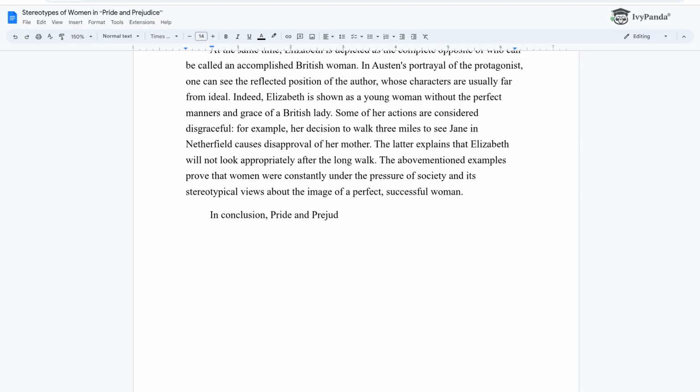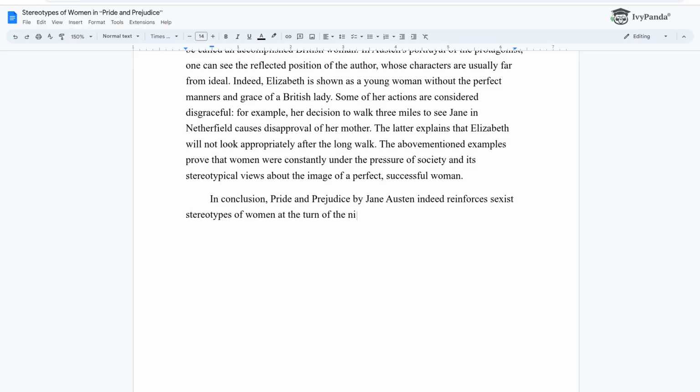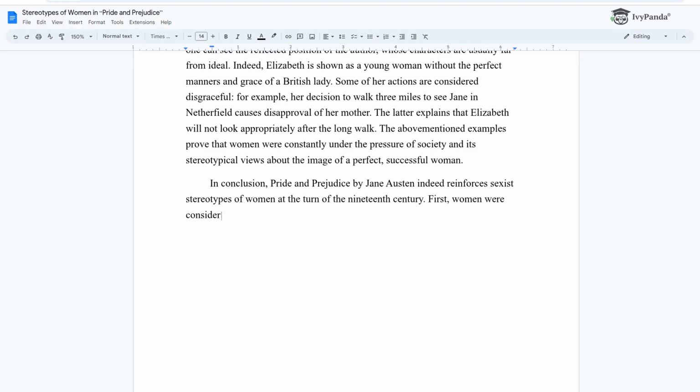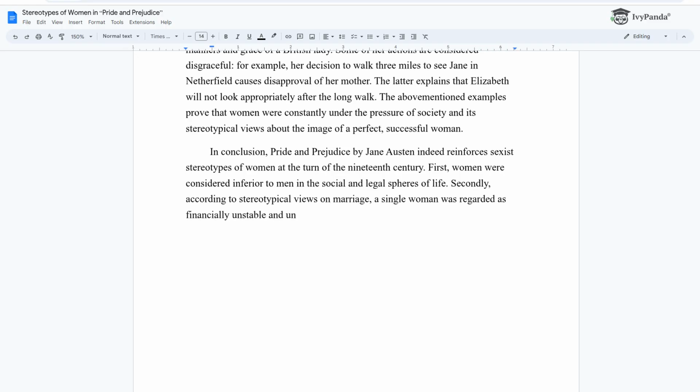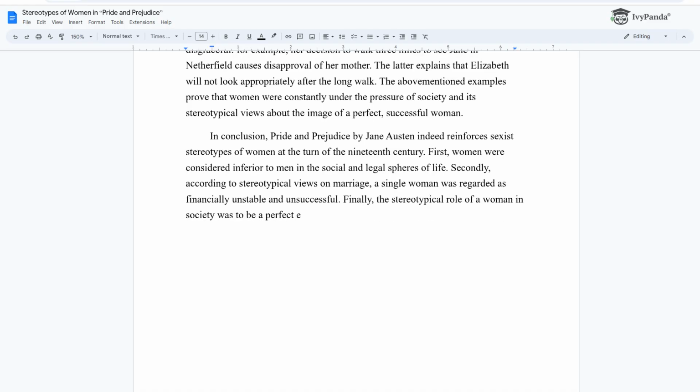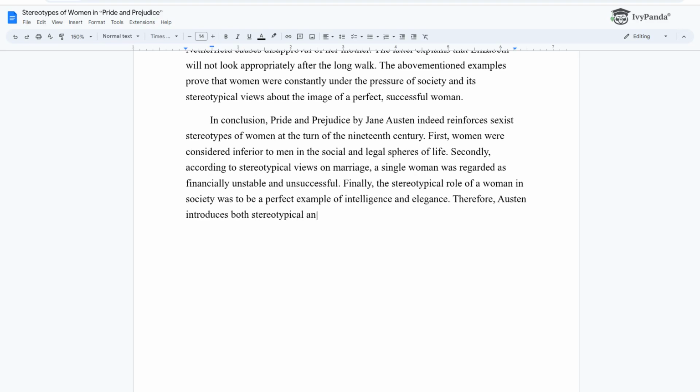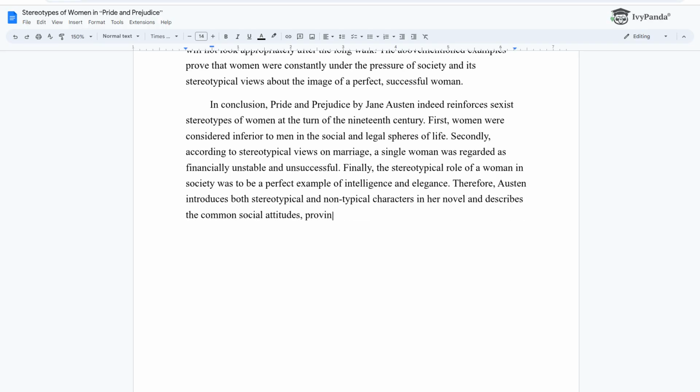In conclusion, Pride and Prejudice by Jane Austen indeed reinforces sexist stereotypes of women at the turn of the 19th century. First, women were considered inferior to men in the social and legal spheres of life. Secondly, according to stereotypical views on marriage, a single woman was regarded as financially unstable and unsuccessful. Finally, the stereotypical role of a woman in society was to be a perfect example of intelligence and elegance. Therefore, Austen introduces both stereotypical and non-typical characters in her novel and describes the common social attitudes, proving the pressure of sexism imposed on women of that time.